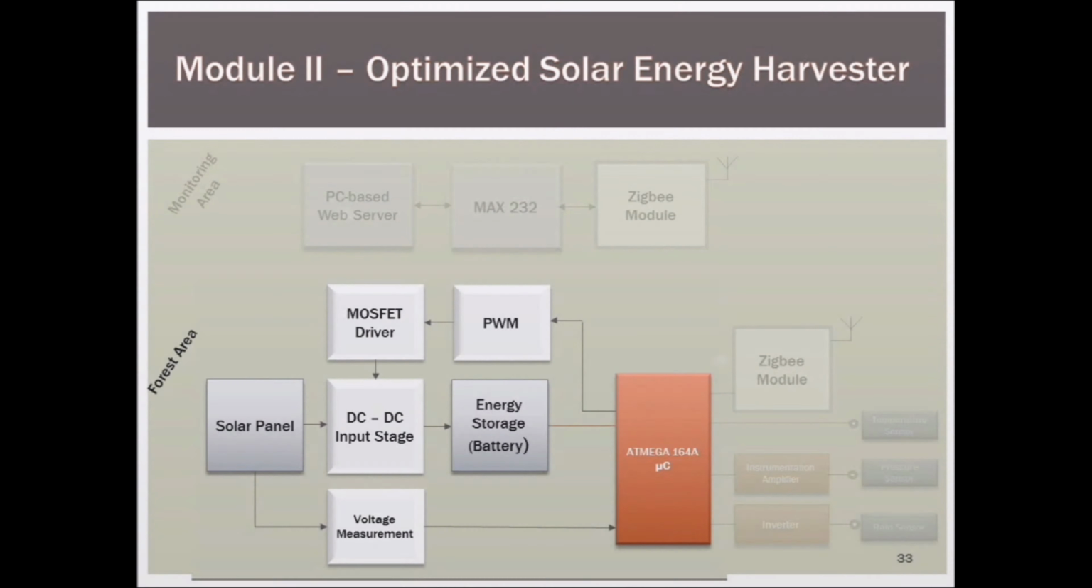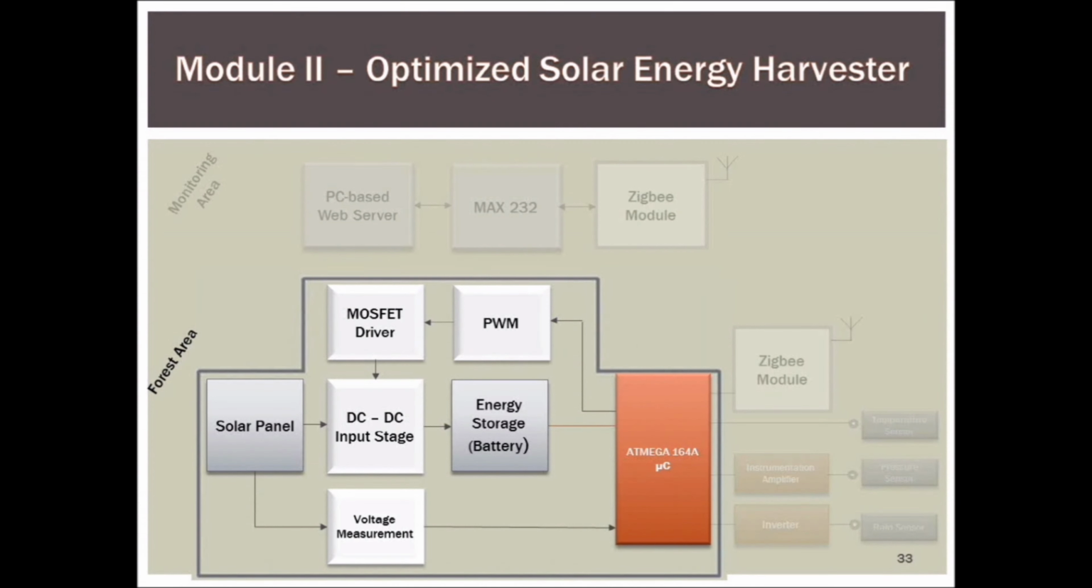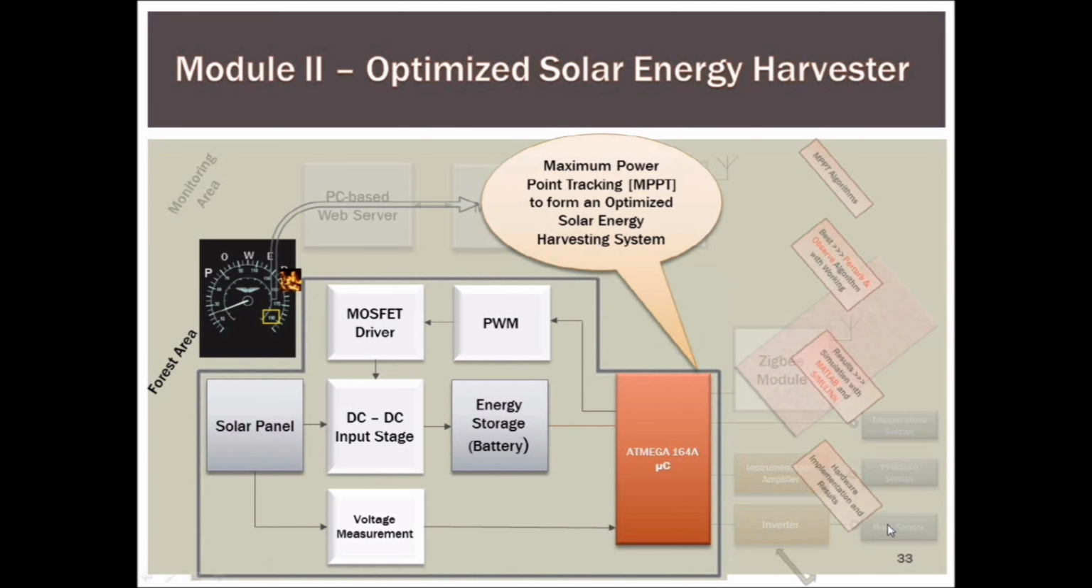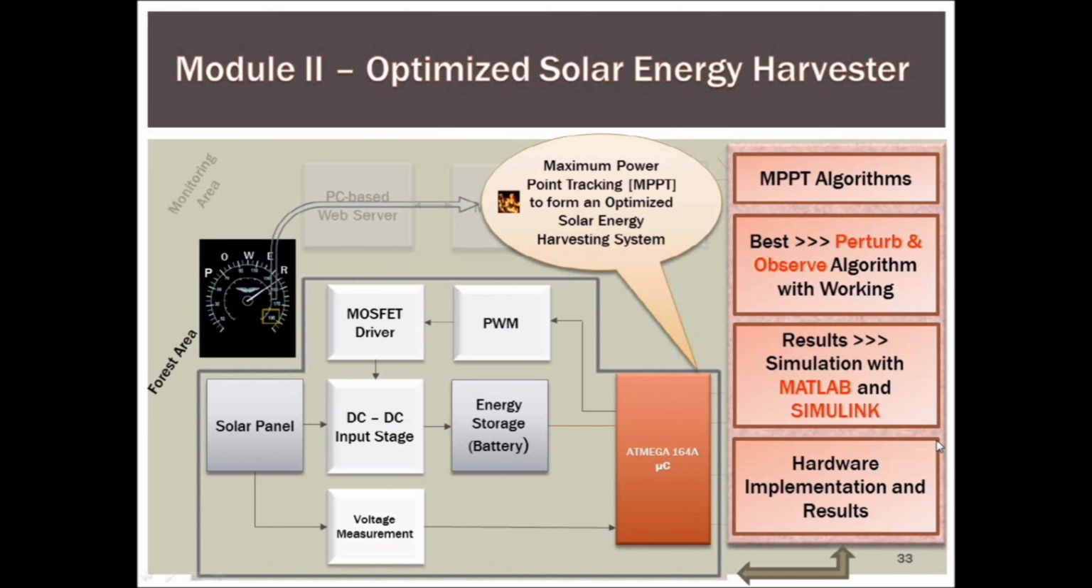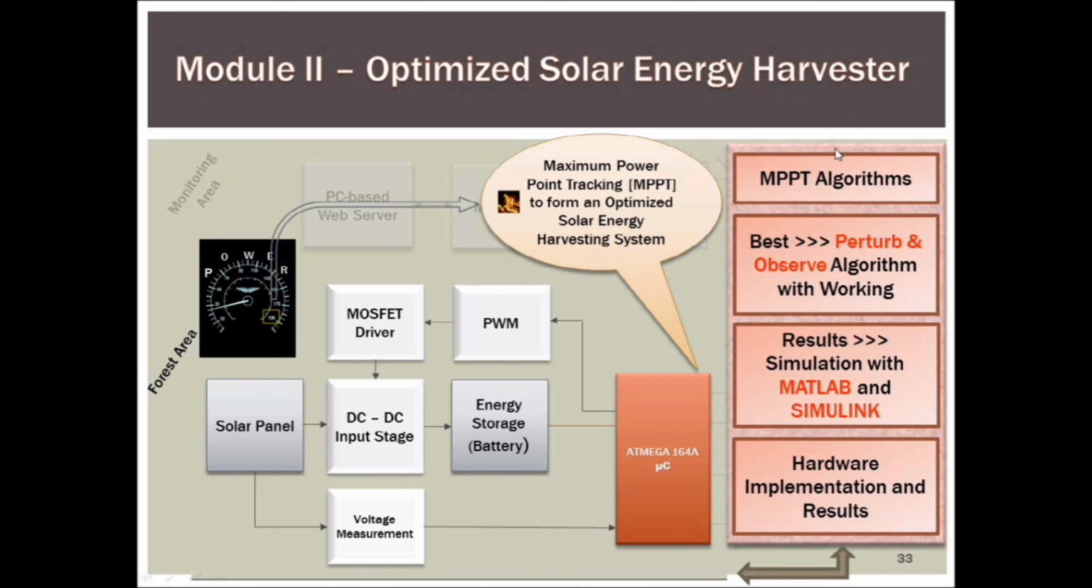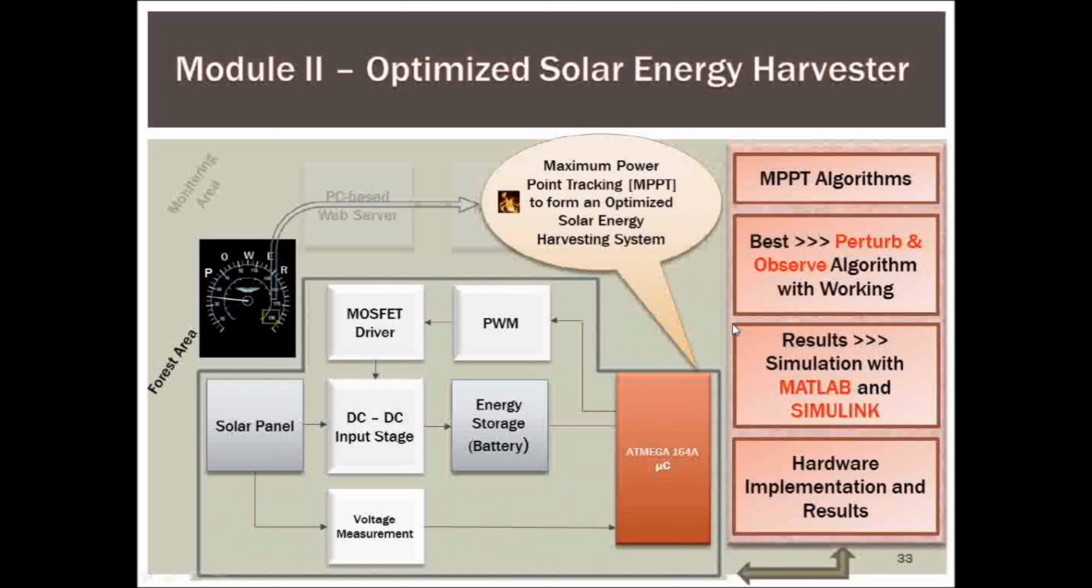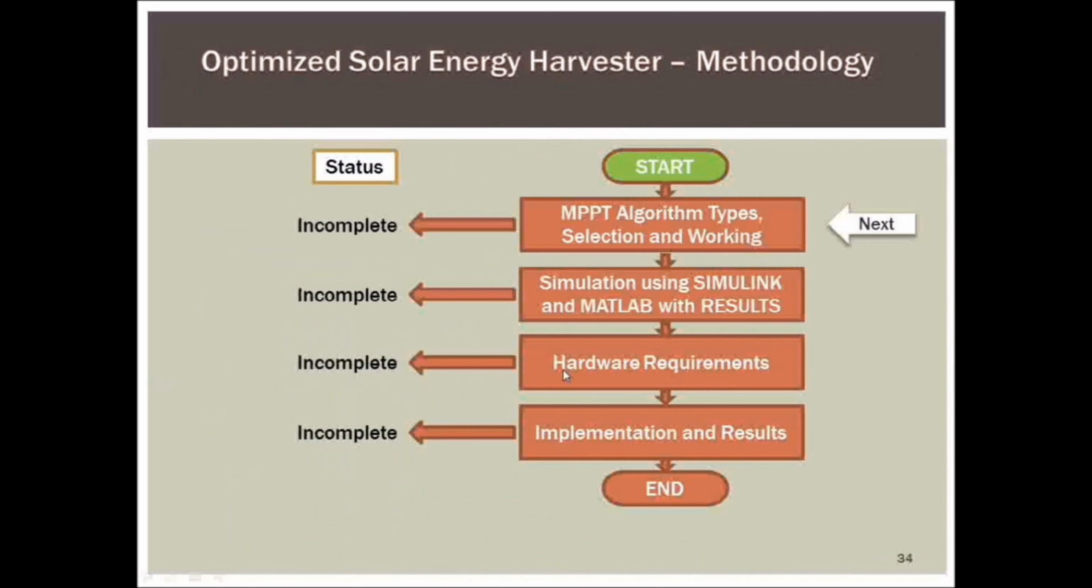The highlighted blocks show the optimized solar energy harvester system, and we are going to explain these blocks one by one. For the maximum power point tracking module, that is our optimized solar energy harvester module, first we will see about the various MPPT algorithms available. From those algorithms, we have chosen the best algorithm, the perturb and observe algorithm. We will show the working of the PNO algorithm. Then we will implement the PNO algorithm with the help of Simulink and MATLAB. And finally, the results of hardware implementation are also shown.